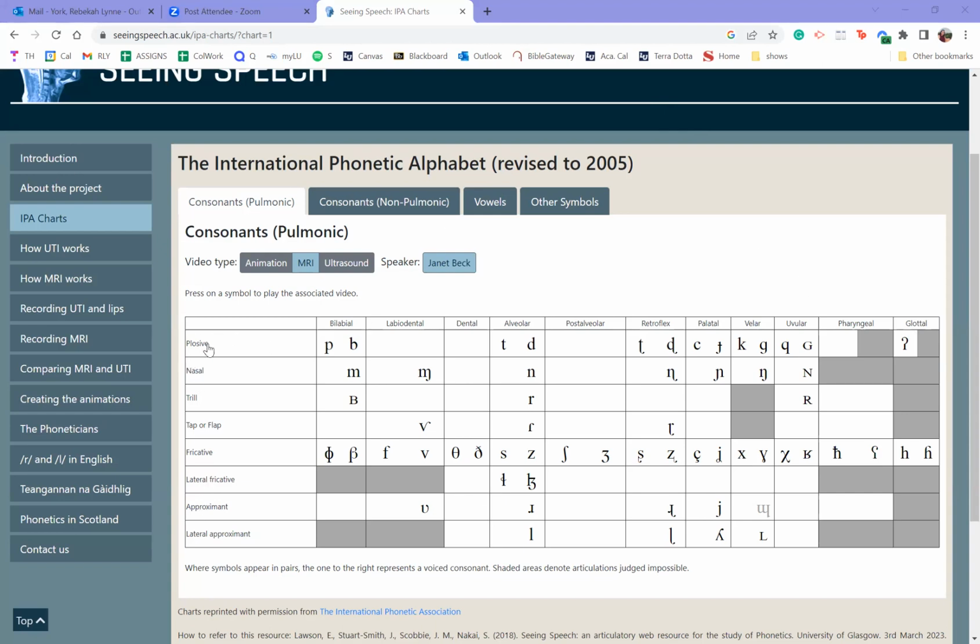And then on the left side, this is the placement, or like how the sound is created. So the stops or plosives are just a quick sound, and the fricative is created when it's a prolonged sound in between the two articulators.